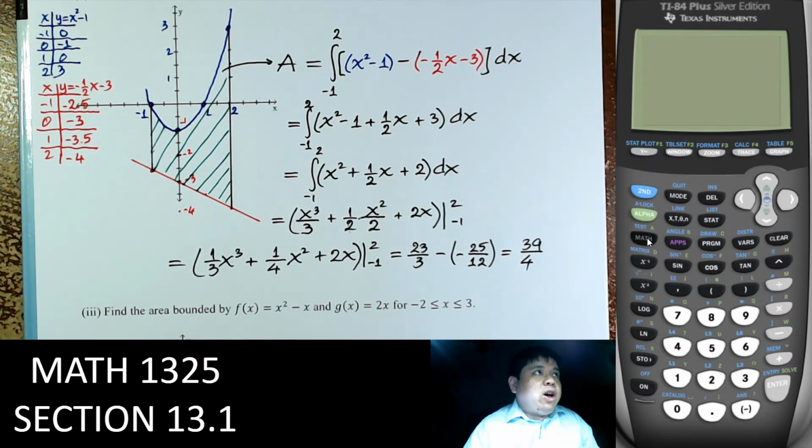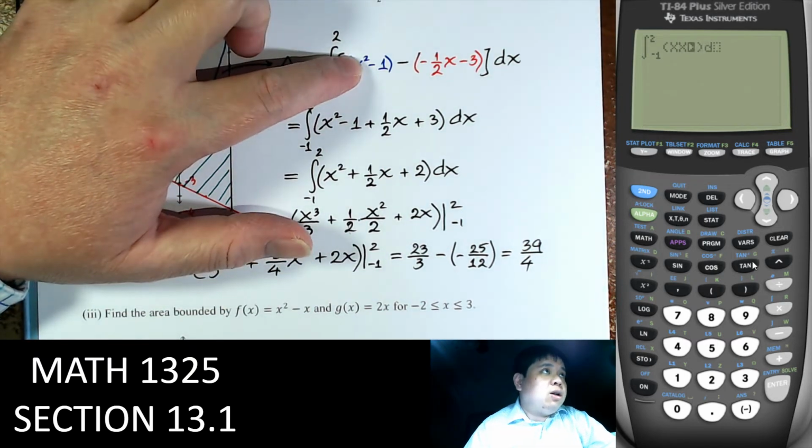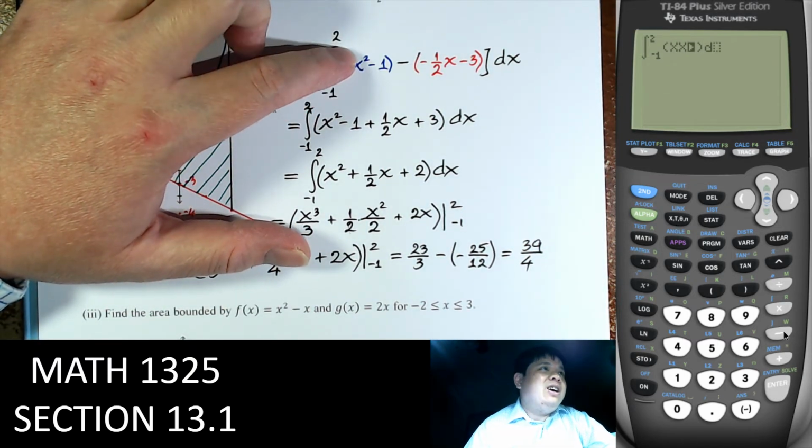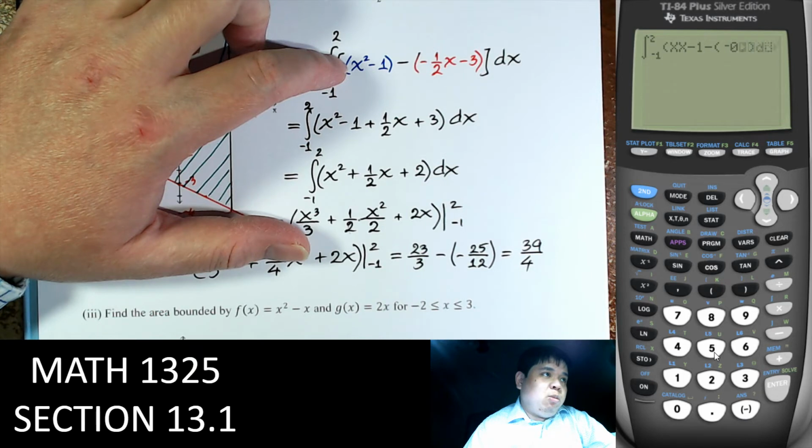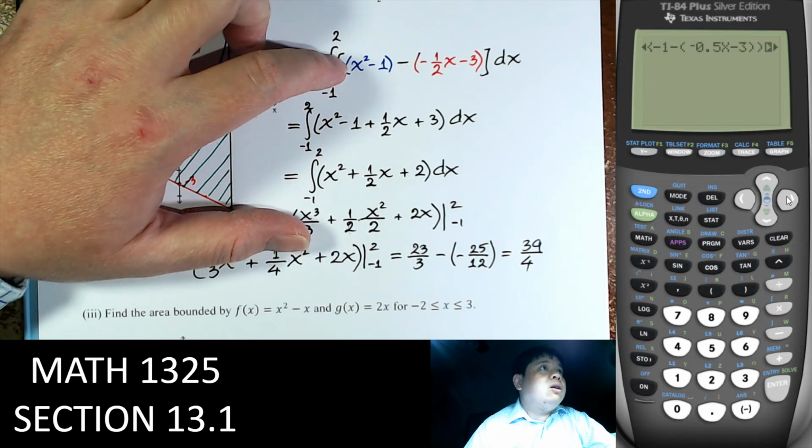Right. So of course we can substitute and evaluate by hand, but that should give us the same thing. Of course we can check from the beginning, from -1 to 2. And here just say x squared minus 1, x squared minus 1, subtract 1 divided by 2 is just 0.5x minus 3, close dx.